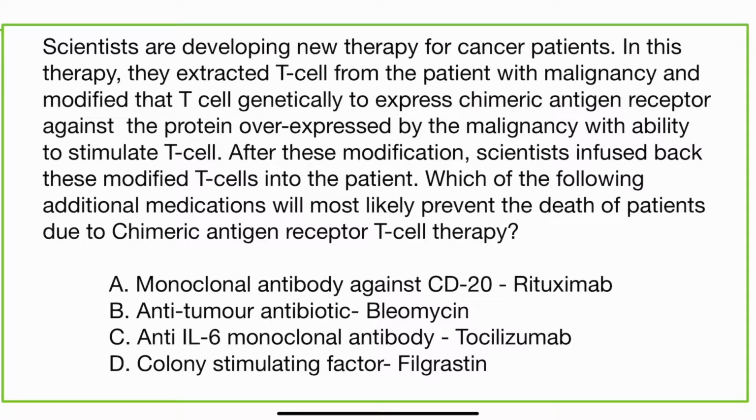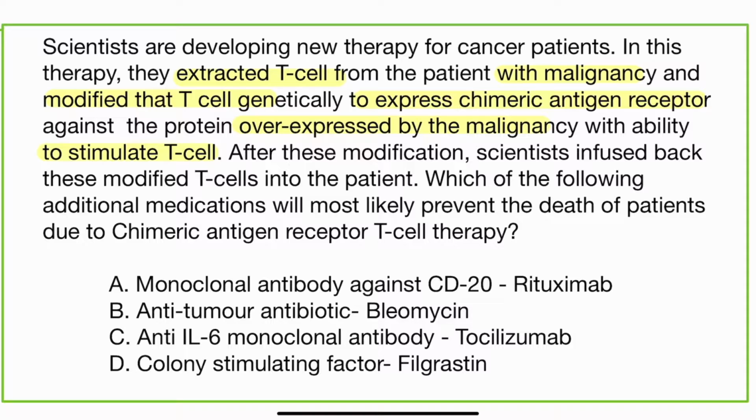Scientists are developing a new therapy for a cancer patient. In this therapy, they extracted T cells from the patient with malignancy and modified those T cells genetically to express a chimeric antigen receptor against the protein overexpressed by the malignancy, with the ability to stimulate the T cell. After this modification, scientists infuse this modified T cell back into the patient.